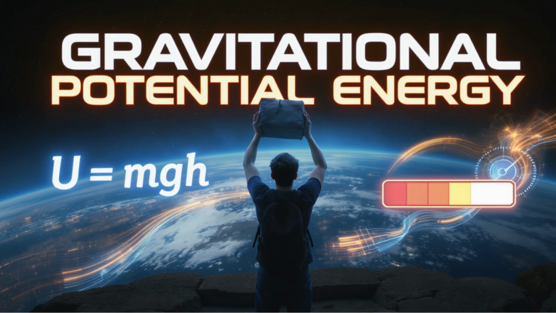Gravitational potential energy. Mass, gravity, and height combine precisely. Energy stored due to position. MGH gives the quantity. So now you've learned the key essentials clear.